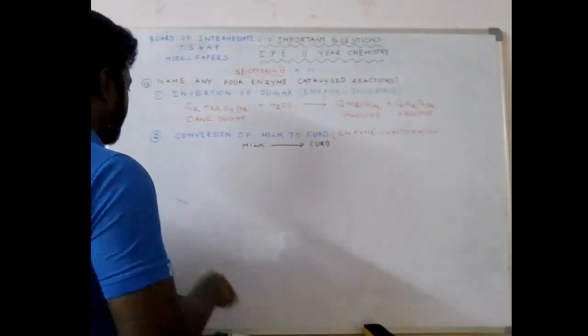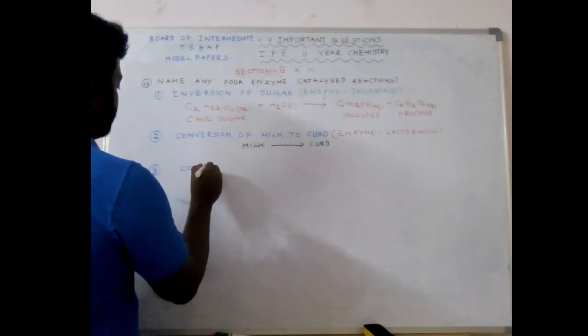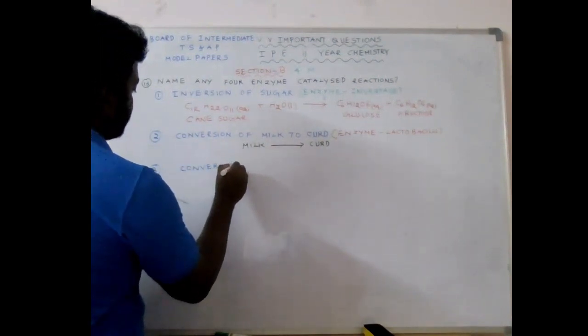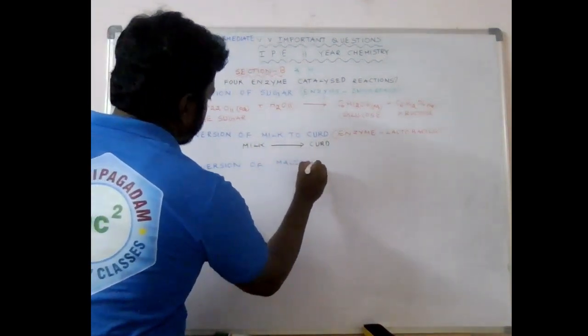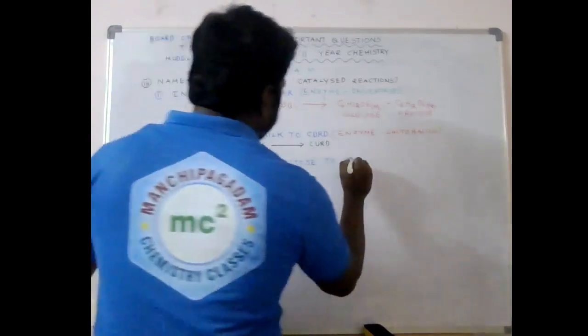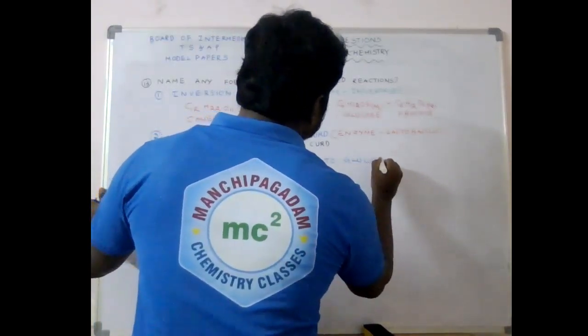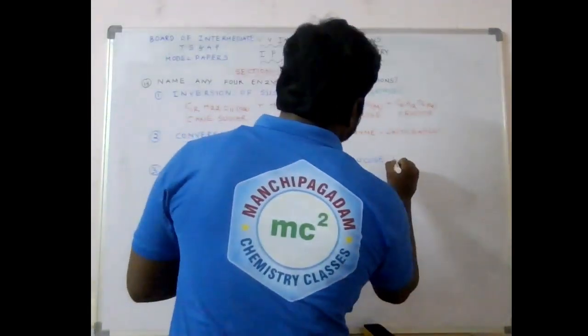Third one, conversion of maltose to glucose. Maltose to glucose. Can you guess the enzyme here? What is the enzyme we can use? Here the enzyme is maltase.